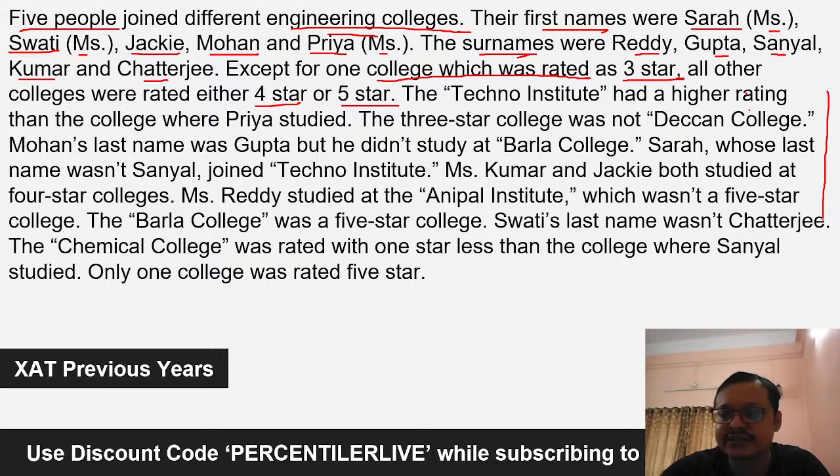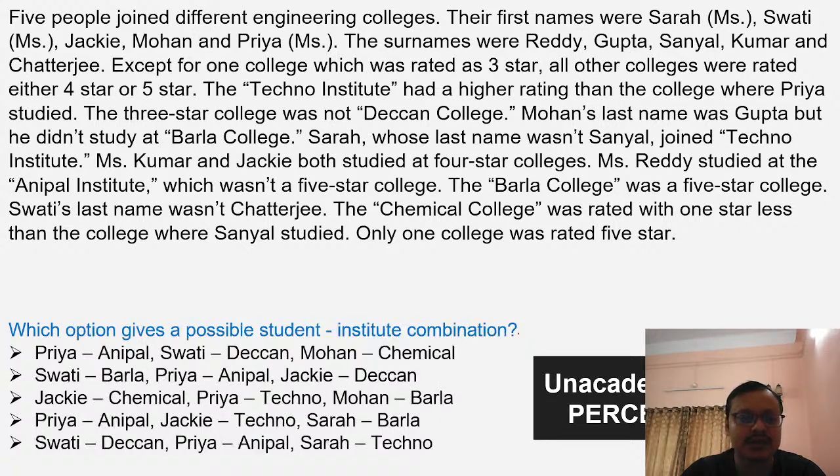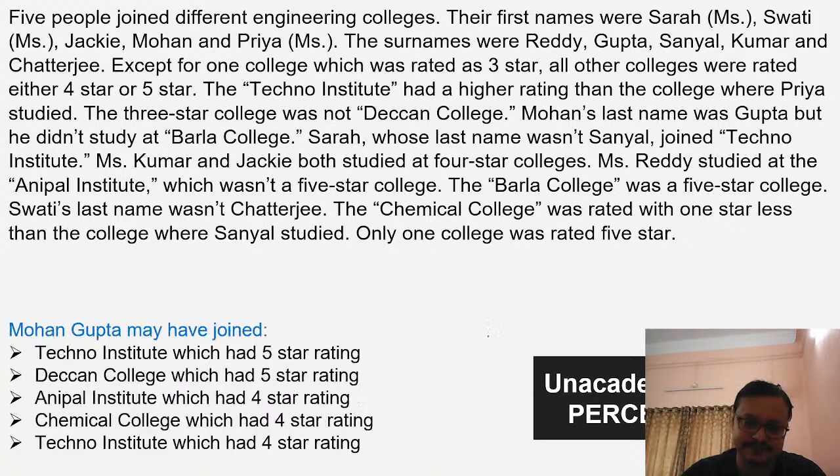In any DLR set, what is important is that in the first 1 minute itself, you go through all the questions and options. So the first question is saying correct combination of first name and surname. The second question is saying which of these is a possible student institute combination.